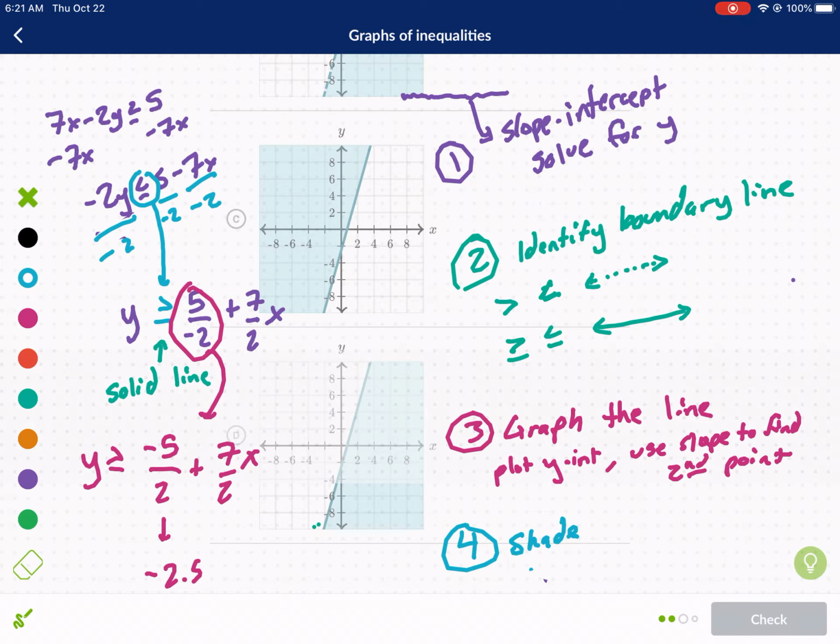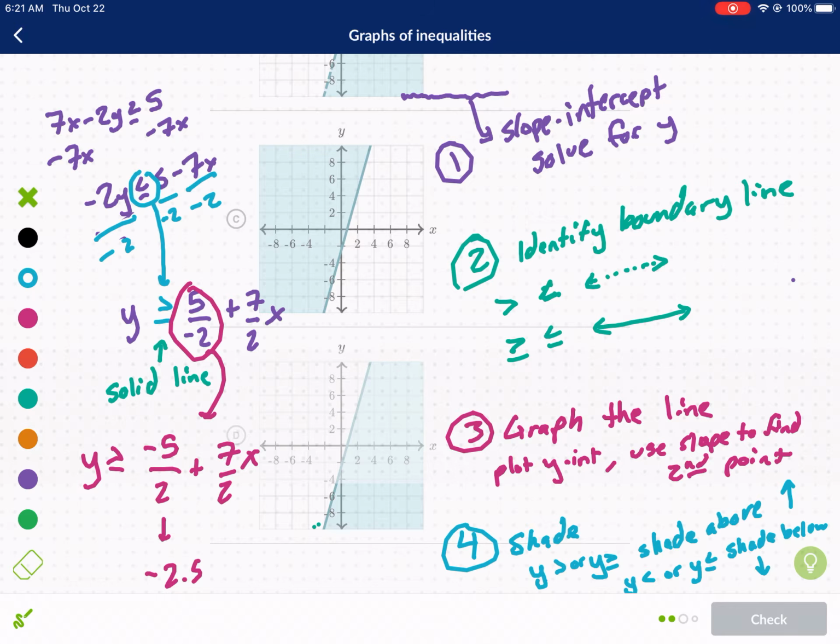Well, we're going to look at which direction the y is being shown in relation to the inequality. So if we have y is greater than or y is greater than or equal to, we are going to shade above the line, shade above, okay, with an arrow. If it is y is less than or y is less than or equal to, okay, so if y is less than the values, then we are going to, you guessed it, shade below.